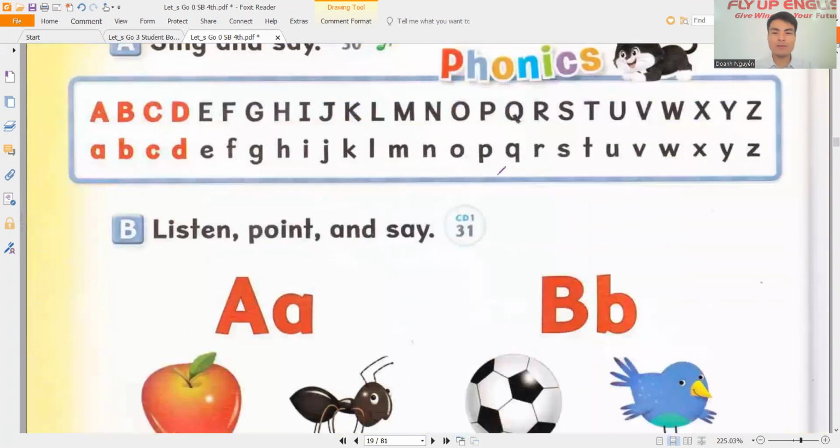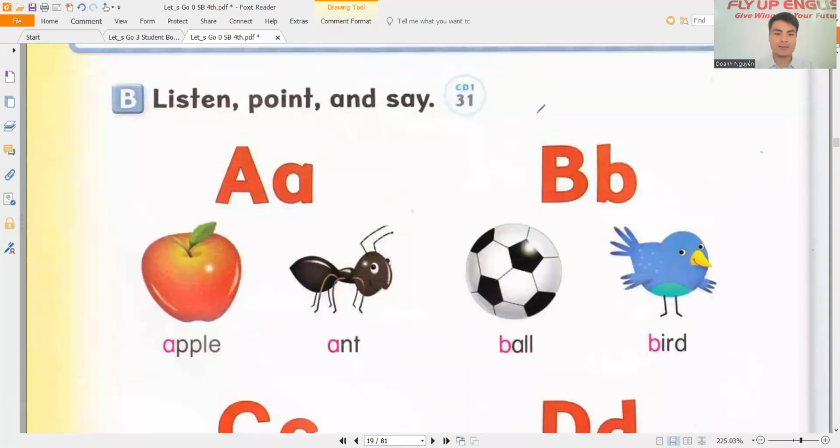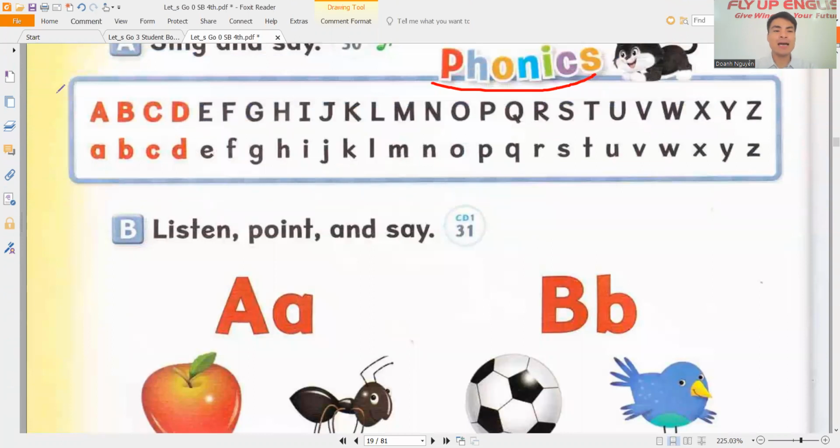Next, thầy cho mình tiếp tục với phần phonics, về phần âm. Rồi, tiếp thầy cho mình sẽ có letter là A, B, C, D. A, B, C, D. Nhưng mà âm thì lại có âm là A, B, D. Được chưa nào? Letter A sound A.